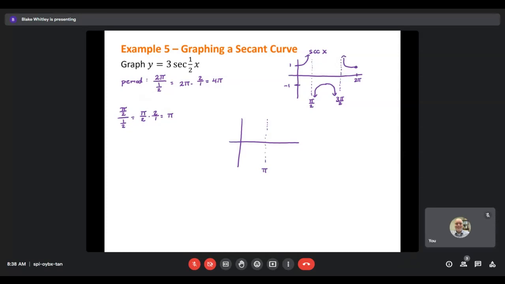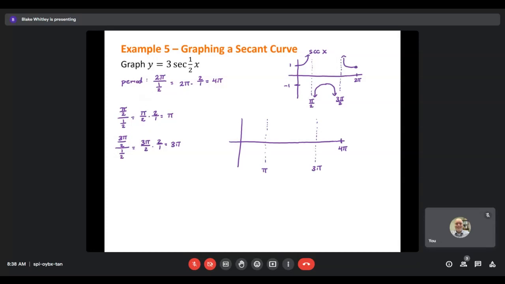And I'm going to do the same thing with 3 pi over 2, dividing that by 1/2. Again, my 2's cancel out, and we get 3 pi. And I know my complete period is 4 pi, so my graph's going to end out here at 4 pi.